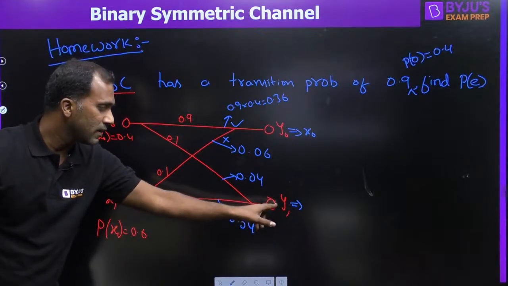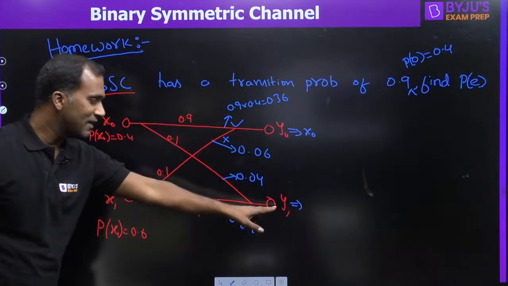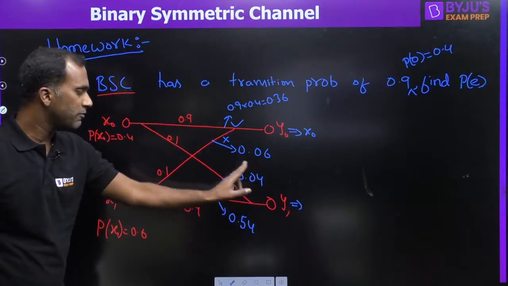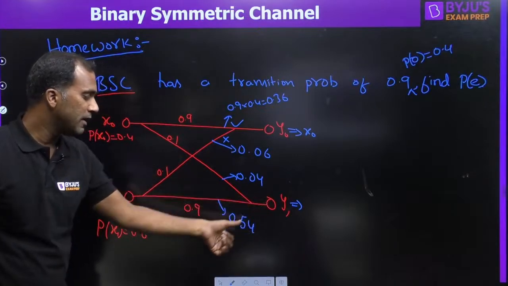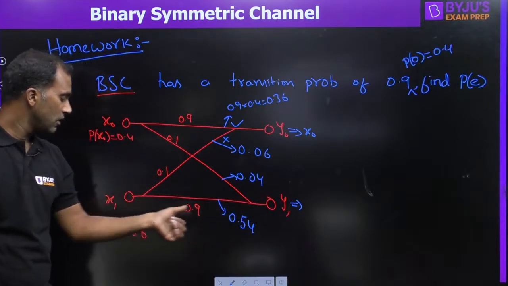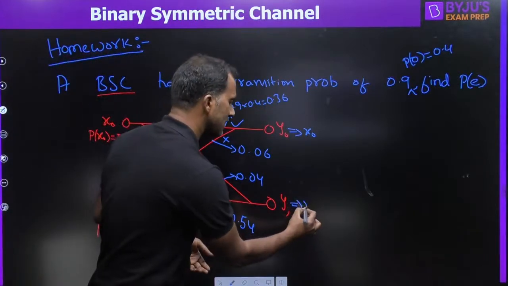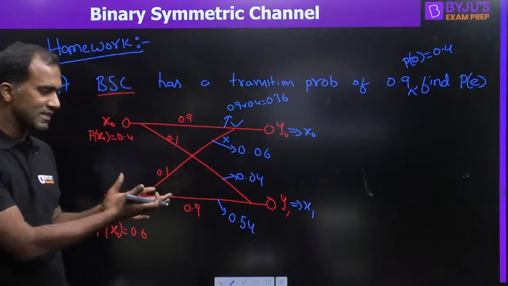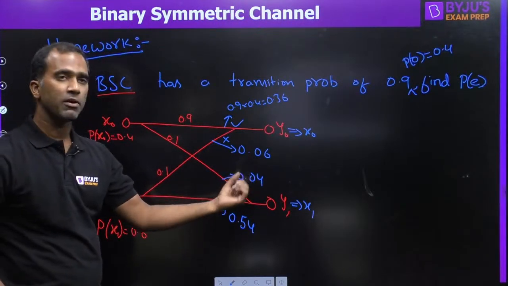Next, by looking at y1, let's make a decision. y1 we are getting because of x1 with a probability of 0.54, and y1 we are getting because of x0 with a probability of 0.04. We are getting y1 with high probability of 0.54 because of x1. So what is the best decision to make? Whenever you see y1, if the decision is x1, you are correct with a probability of 0.54 and you are wrong with a probability of 0.04.